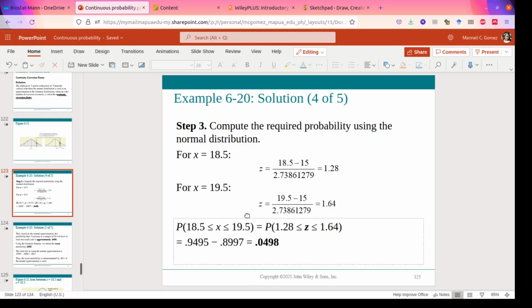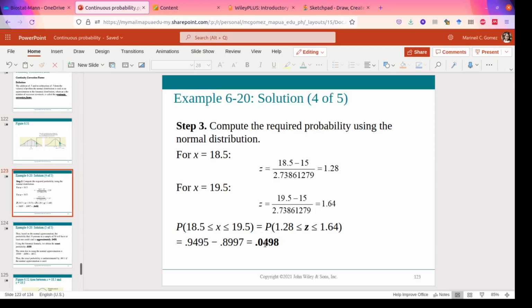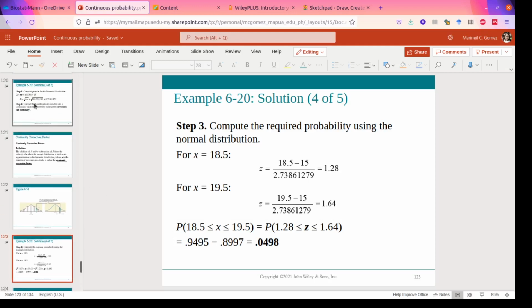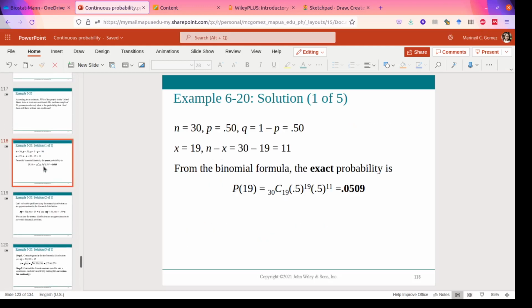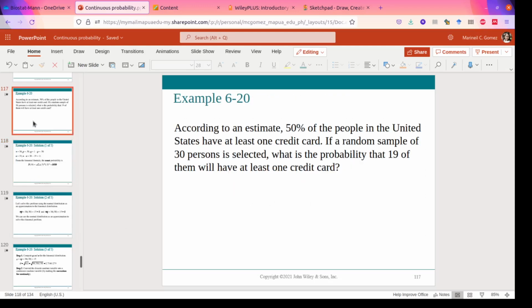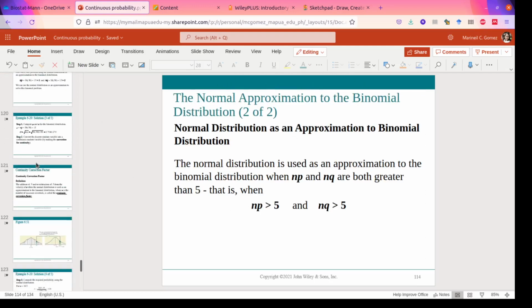Convert it to z and then get the area under the curve from 18.5 to 19.5, and you will get 0.0498 or 4.98%. If we compare it with the exact value of the distribution, that's 0.05. So you have an error of 0.01, because again, this is an approximation. The normal distribution can only approximate your binomial distribution.